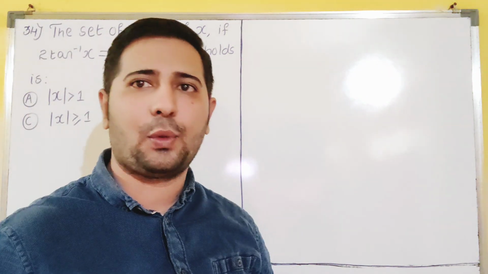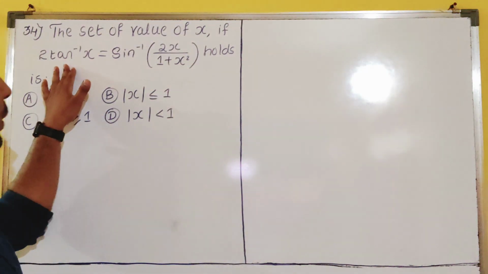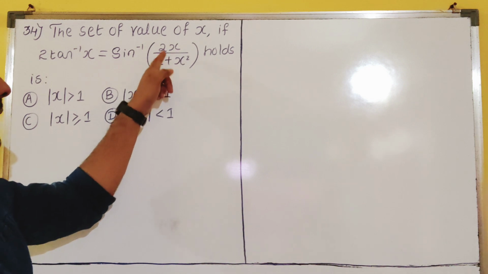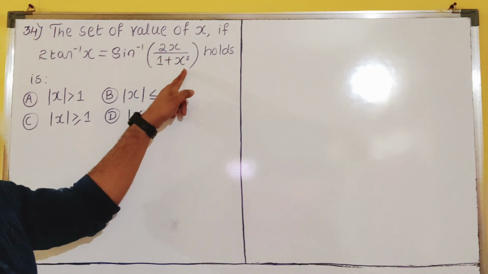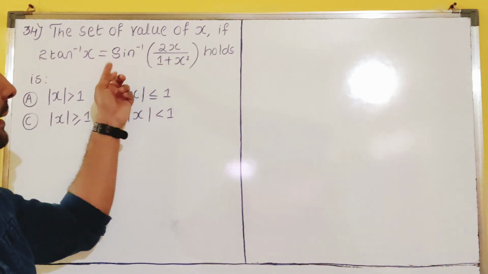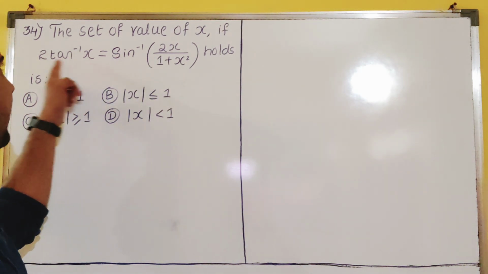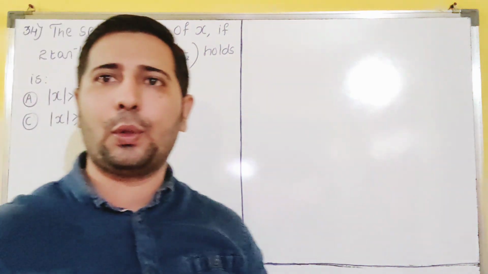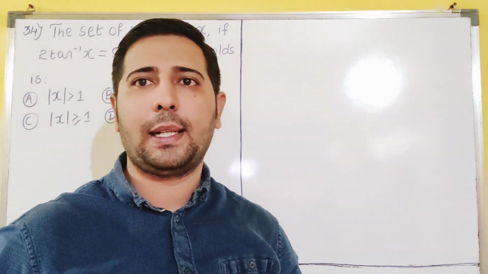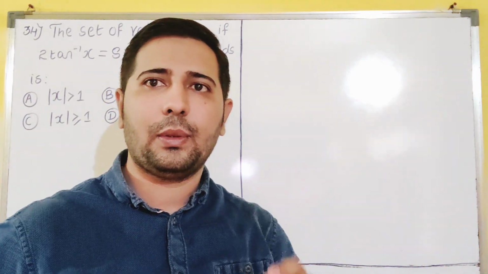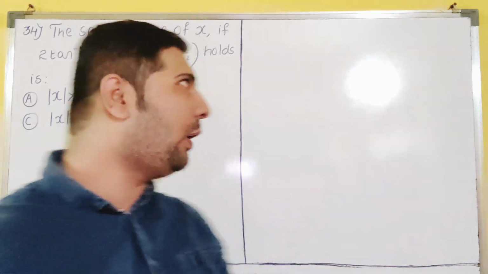Now they have not asked you to prove. In properties we will prove it: if you put x is equal to tan theta, 2 tan theta divided by 1 plus tan square theta is sin 2 theta, sin inverse of sin 2 theta is 2 theta, and theta is nothing but tan inverse x, so 2 tan inverse x, hence proved we will say. But this is not the property, dear students. They have asked you to find the x value. How to find the x value?